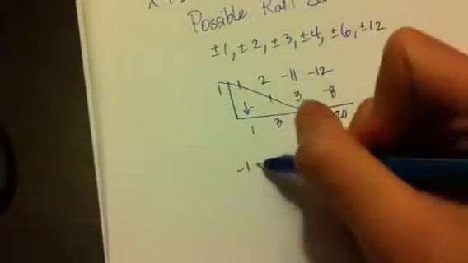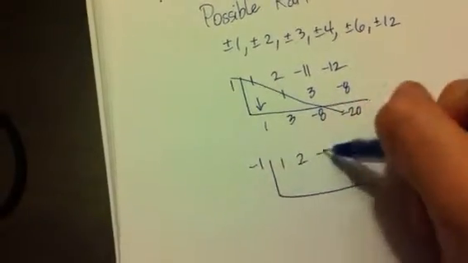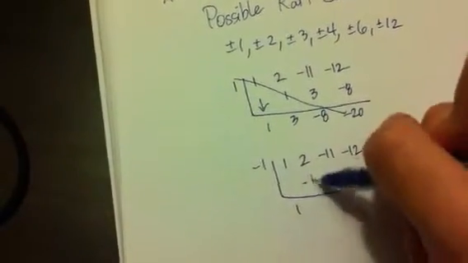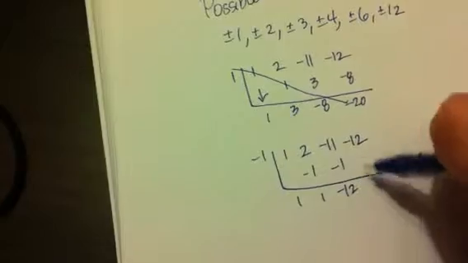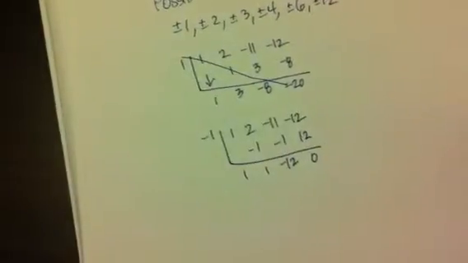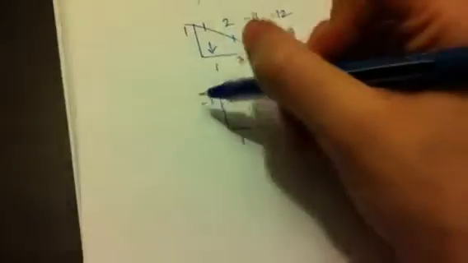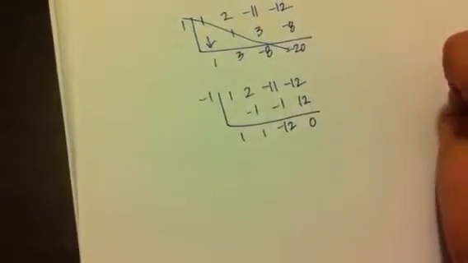So I'm going to try negative 1. 1, 2, negative 11, negative 12. Positive 12, 0. Hello, there we go. That means that negative 1 is a 0 of the function.